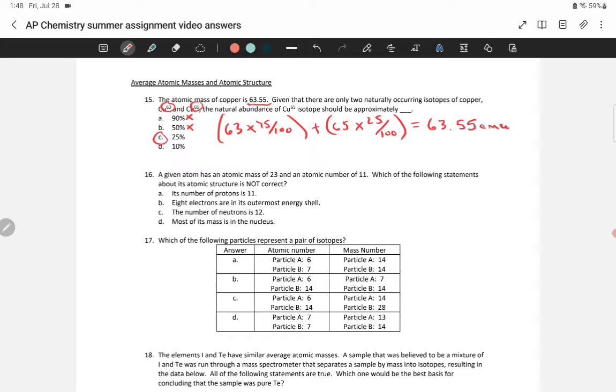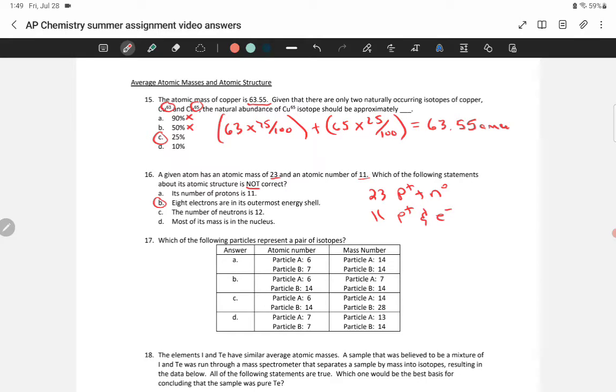16, not correct. So we have a mass of 23 and atomic number of 11. So that mass of 23, by the way, is the protons and the neutrons. The atomic number 11 is the number of protons, and it's also the number of electrons. So we just have to figure out which one doesn't match up with that. And it's going to be B.